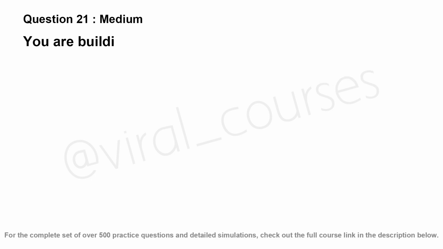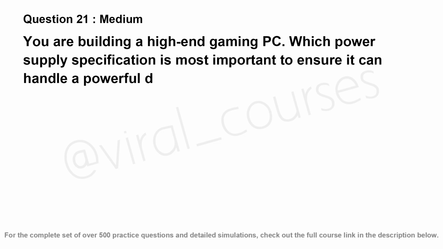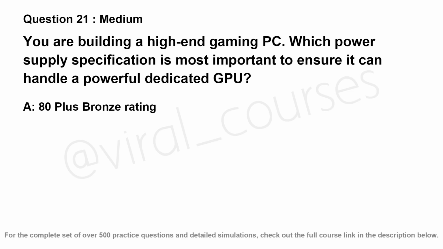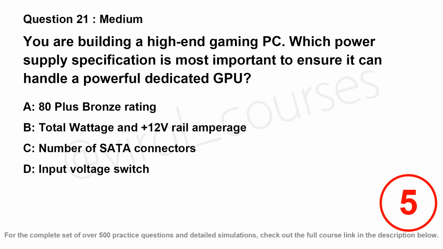You are building a high-end gaming PC. Which power supply specification is most important to ensure it can handle a powerful dedicated GPU? Option A, 80+ Bronze rating. Option B, total wattage and +12 volt rail amperage. Option C, number of SATA connectors. Option D, input voltage switch.